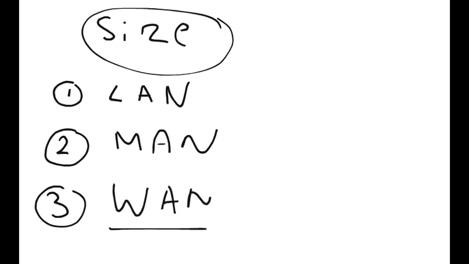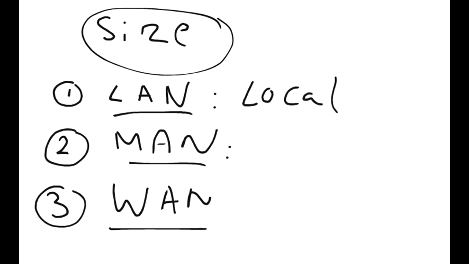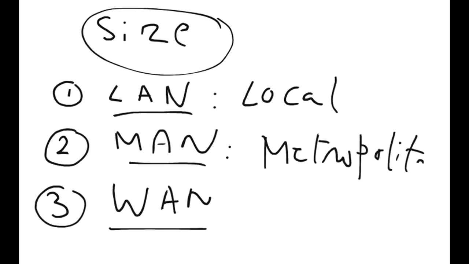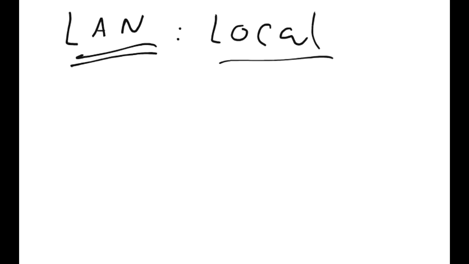LAN is the smallest, and it is known as local area network. Then comes the MAN. We are not talking about the man, we are talking about the MAN in computer terms, and it means metropolitan area network. And number 3 we have got wide area network. So let's start with LAN. LAN means local area network, the network which is based in a building.